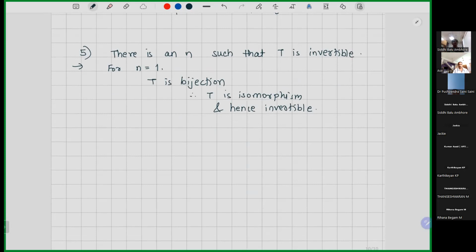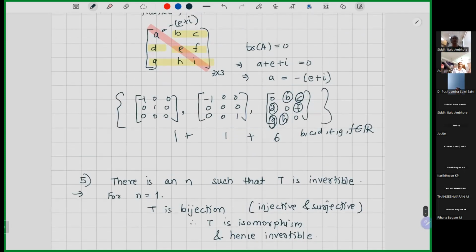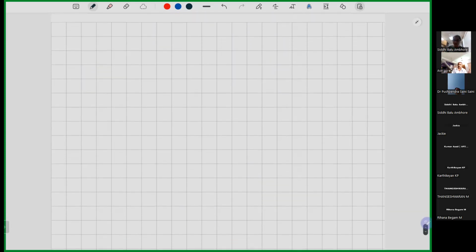We already proved that for n is equal to 1, T is injective and surjective. Surjectivity is true for any given n. Injectivity we proved for n is equal to 1. Is it okay? Okay, so this was it. I hope this was clear, and we'll move to the next question.